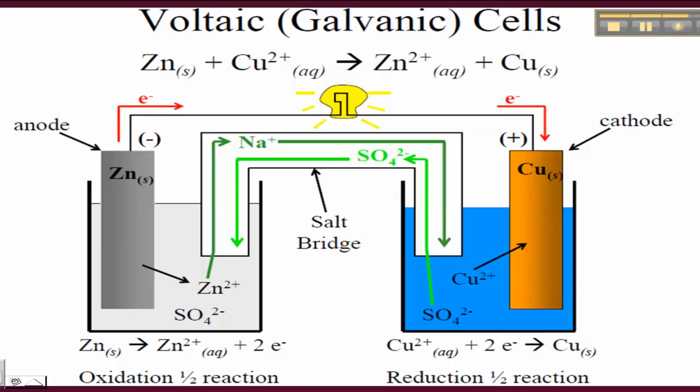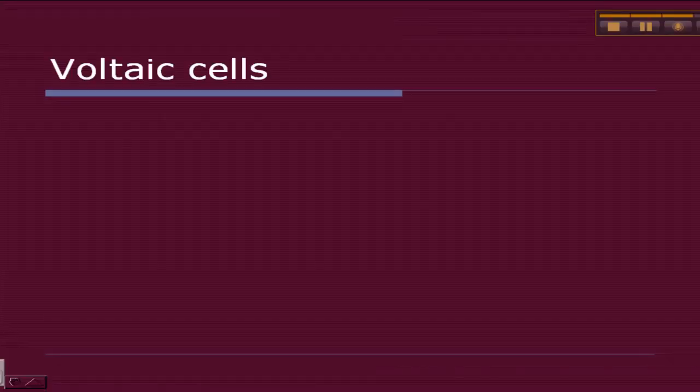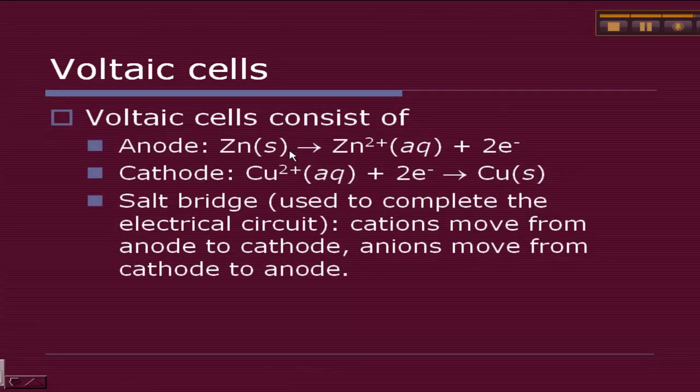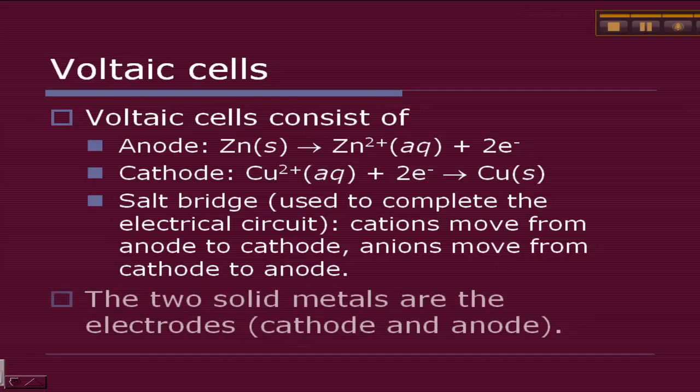So we're going to look at what happens at each of our pieces, our cathode and our anode, separately, and then we'll look at our salt bridge. So you've got your anode, which is your zinc, losing electrons, your cathode, which is your copper, gaining the electrons, and your salt bridge, which completes the electrical current. Remember that cations move from anode to cathode, anions move from cathode to anode. You have 2 solid metals that are the cathode and the anode.